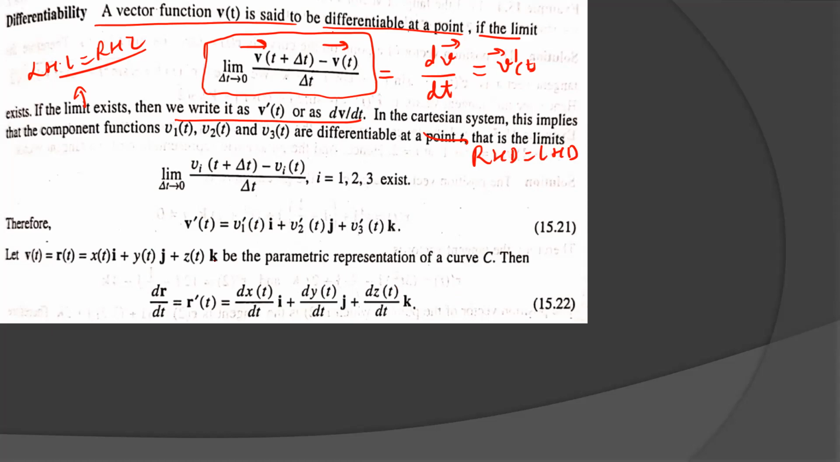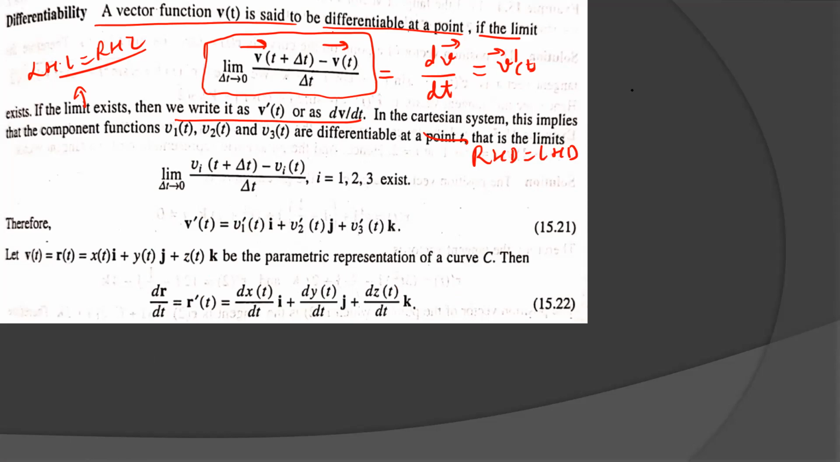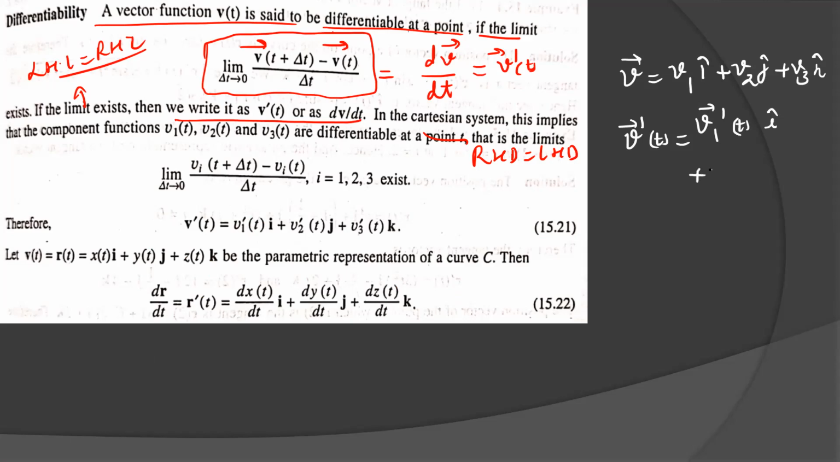So suppose the V vector is differentiable here. Then V dash t: V is defined as V1i plus V2j plus V3k, and V1, V2, V3 are functions of t, then V dash t equal to V1 dash(t)i plus V2 dash(t)j plus V3 dash(t)k.